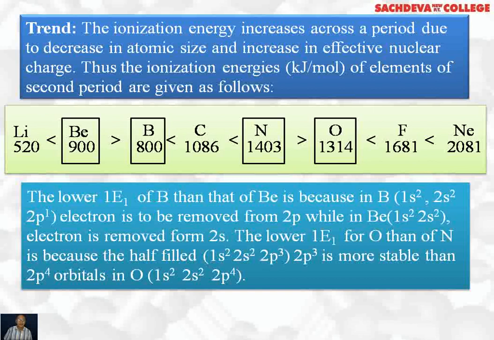In the same way, the lower ionization energy of oxygen than that of nitrogen is because of the half-filled 2p3 orbital in case of nitrogen, which is more stable than the 2p4 orbitals in oxygen.